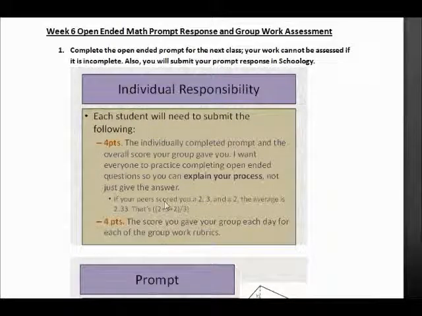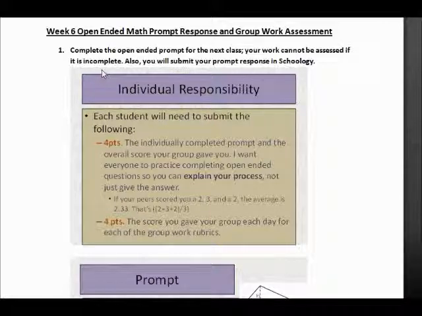Hi everybody, I just wanted to talk to you a little bit about your Week 6 open-ended math prompt response and group work assessment. We've covered all this information in class, but I wanted to make sure you were very clear on what you needed to turn in on any particular day by the end of the unit.